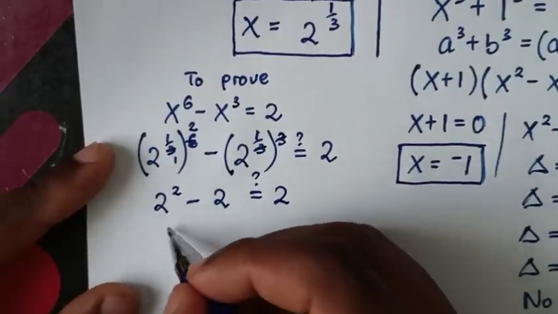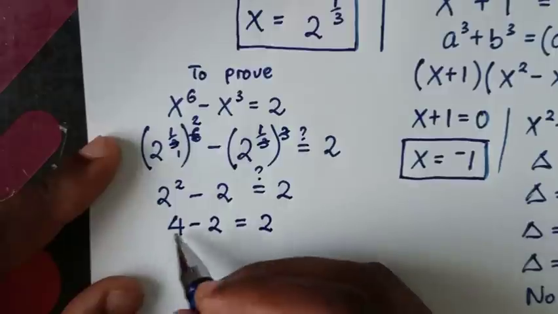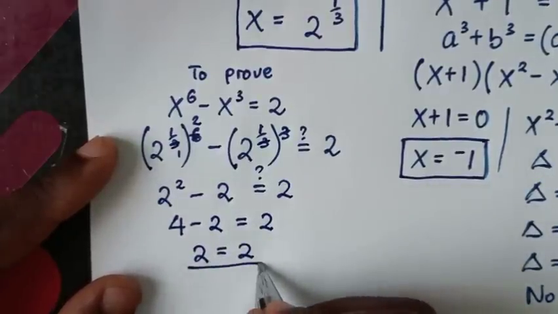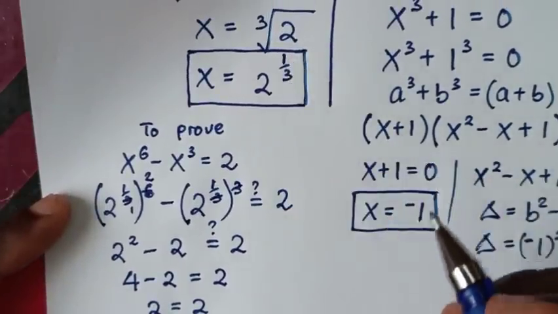Then here 2^2 is 4, minus 2 is equal to 2, whereas this 2 is equal to 2. The left side and right side are equal, so it is true for the value of x, which is 2^(1/3).